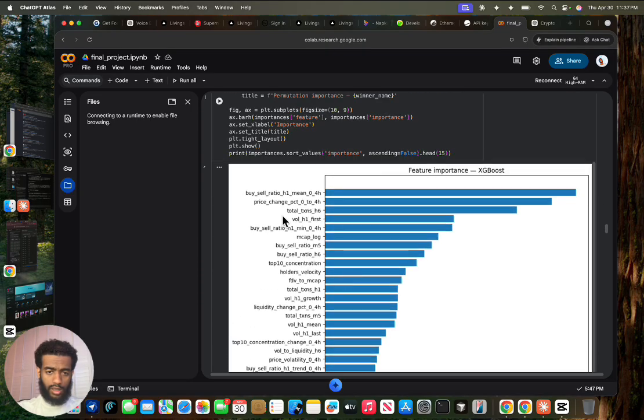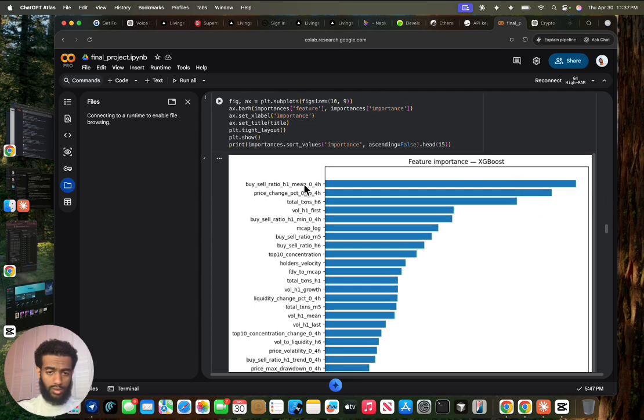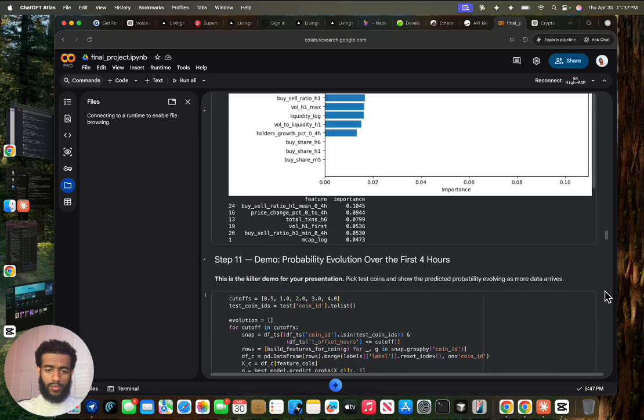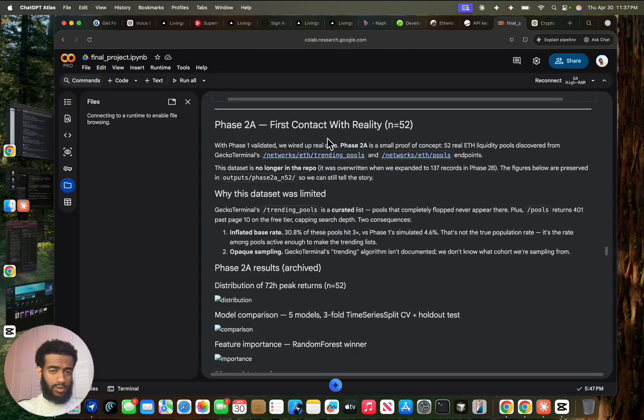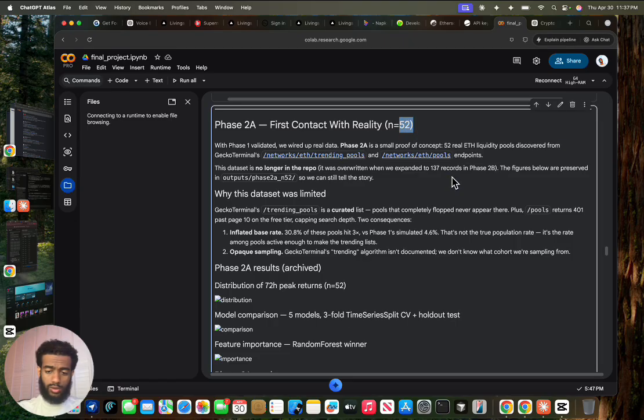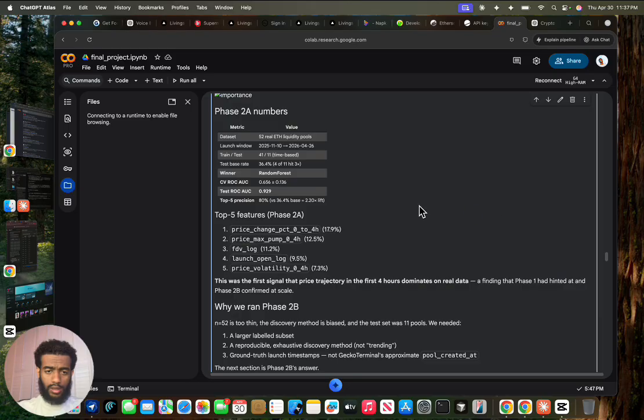And we began to see that the buy-sell ratio was one of the most important features that it used, along with the price change and all of that. So we saw that, and we now move to phase 2A. And this is with 52 coins, right? So with 52 coins, what do we see?